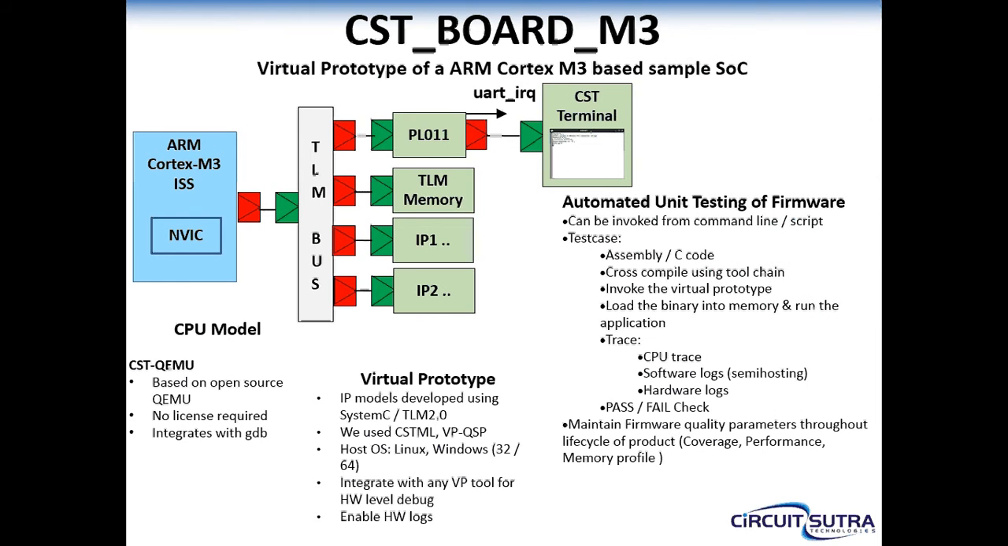One of the important use cases of such VPs is automated unit testing of firmware. Typically, such regression setups are invoked from the command line or a script. The basic flow would be as follows: cross-compile the C or assembly test case with the appropriate tool chain. Invoke the VP by enabling all or required logs, namely CPU instruction tracing logs, embedded software logs via the semi-hosting option, and hardware or VP logs. Load the binary into memory and run the VP until the test case exits or till a timeout period. Compare the logs generated with golden reference logs to come out with a pass or fail result.